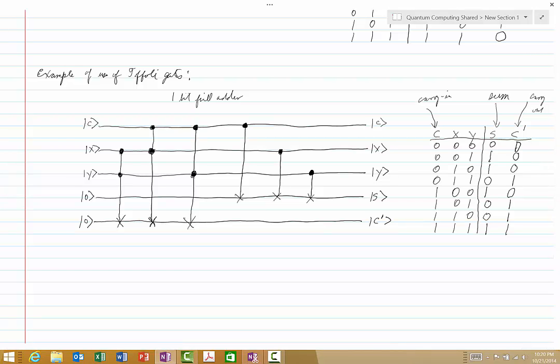And it just is an example of how Toffoli gates and controlled NOT gates can be used to realize a more complicated circuit. So now let's look at some problems.